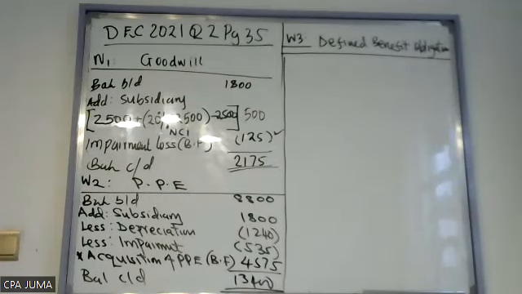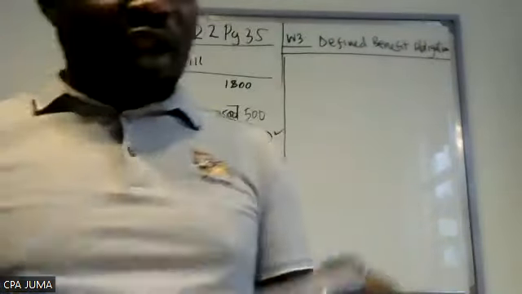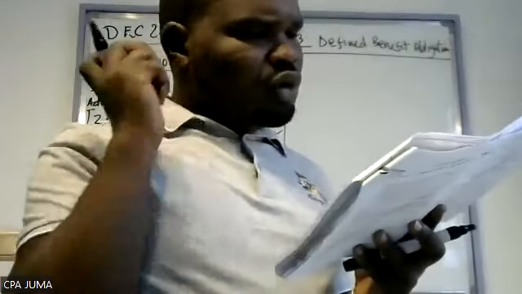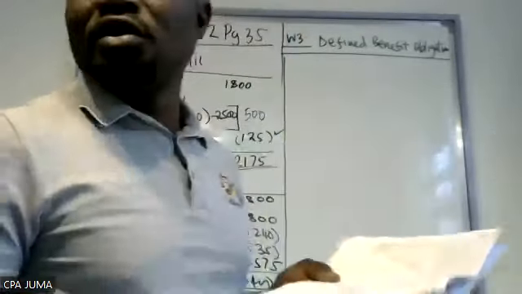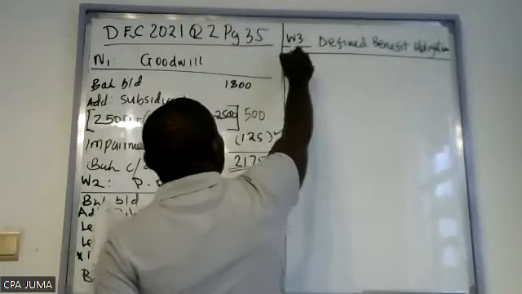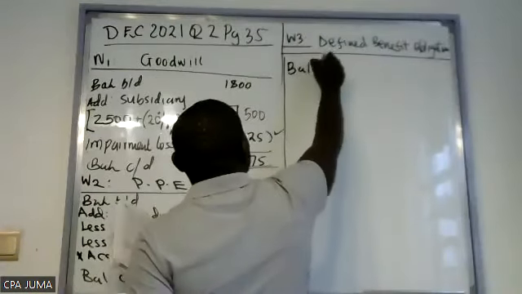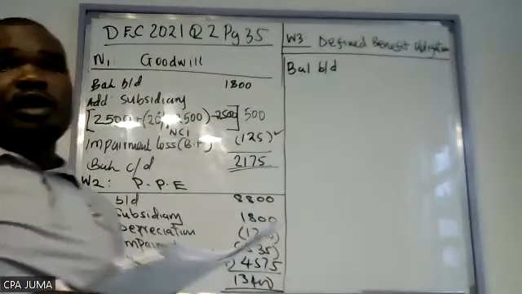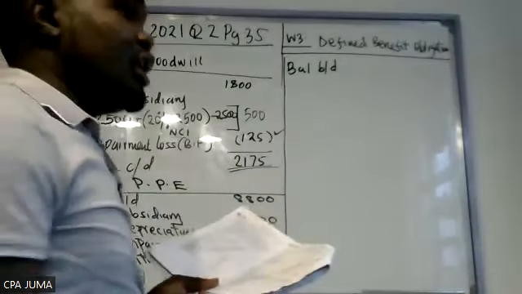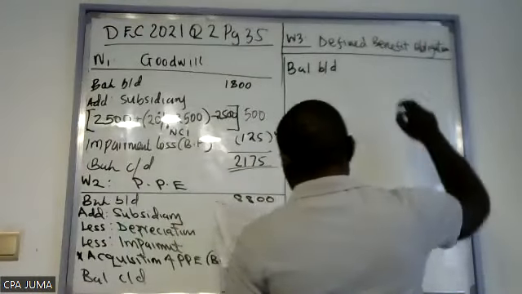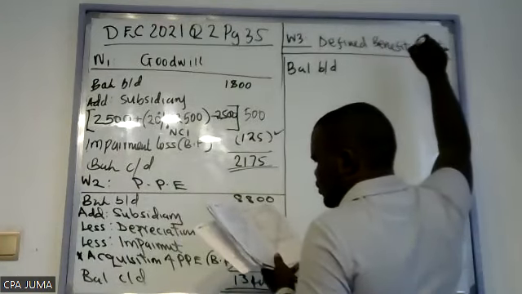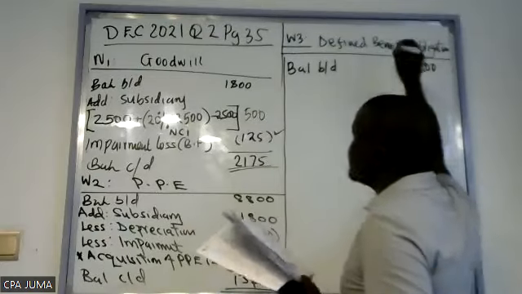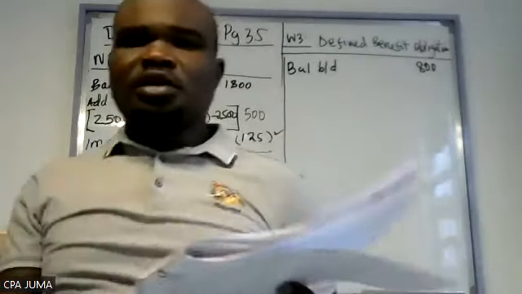All right, so we kick off with the balance brought down. Go to non-current liabilities. Balance brought down is 800, which you can see under non-current liabilities. The benefit obligation was 800 at the start.